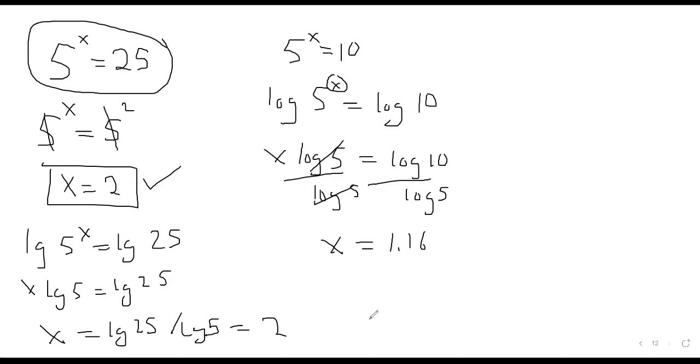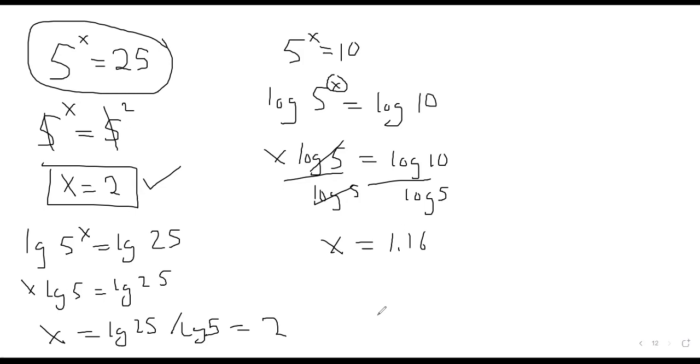Log 25 divided by log 5. Log 5. Yes, 1.55. How about log 8 divided by log 2? 1.442. Then there's something wrong on your calculator.